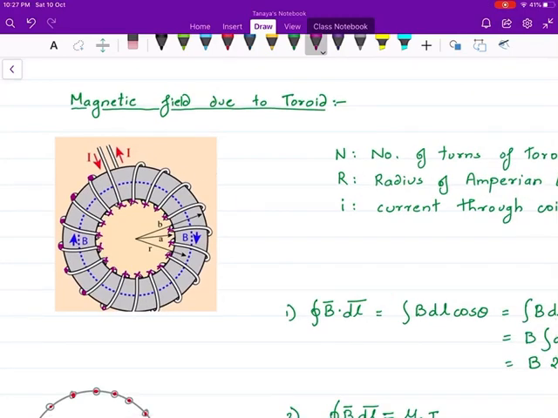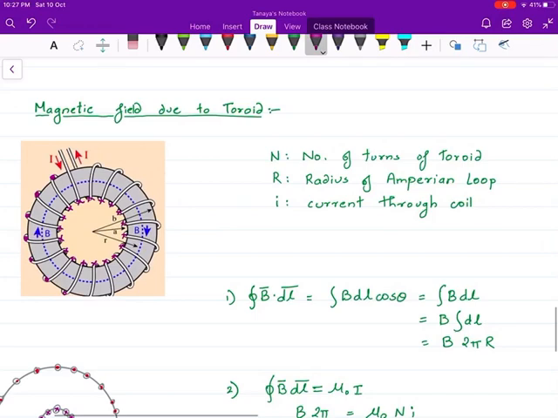Now let's find the magnetic field inside this toroid by using the Amperian loop. Suppose capital N is the number of turns of the toroid. Capital R is the radius of the Amperian loop. Suppose this blue dotted line is the Amperian loop that we have considered. I have taken capital R as its radius, and small i is the current flowing through this coil.